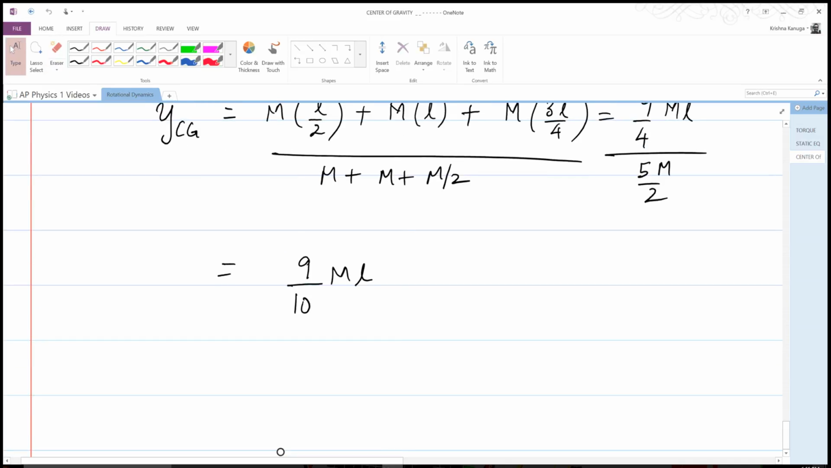So these are the two center of gravity coordinates. Now that we know these things, in the videos that follow, we will find a connection between torque and angular acceleration and all that.